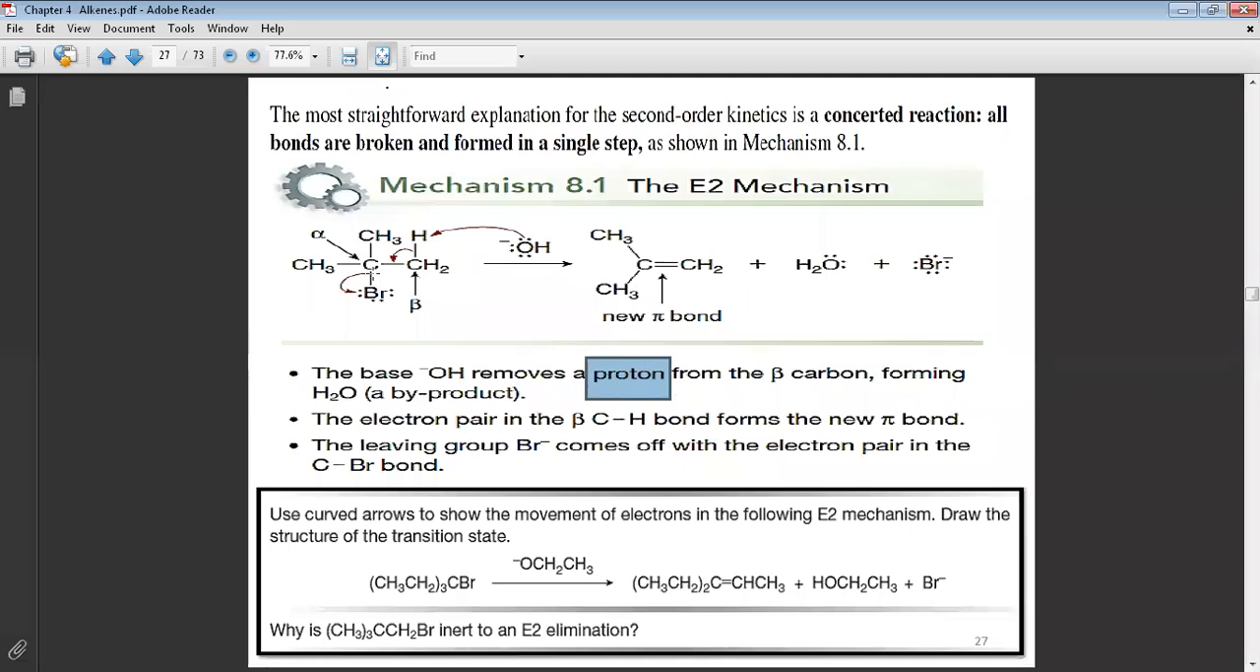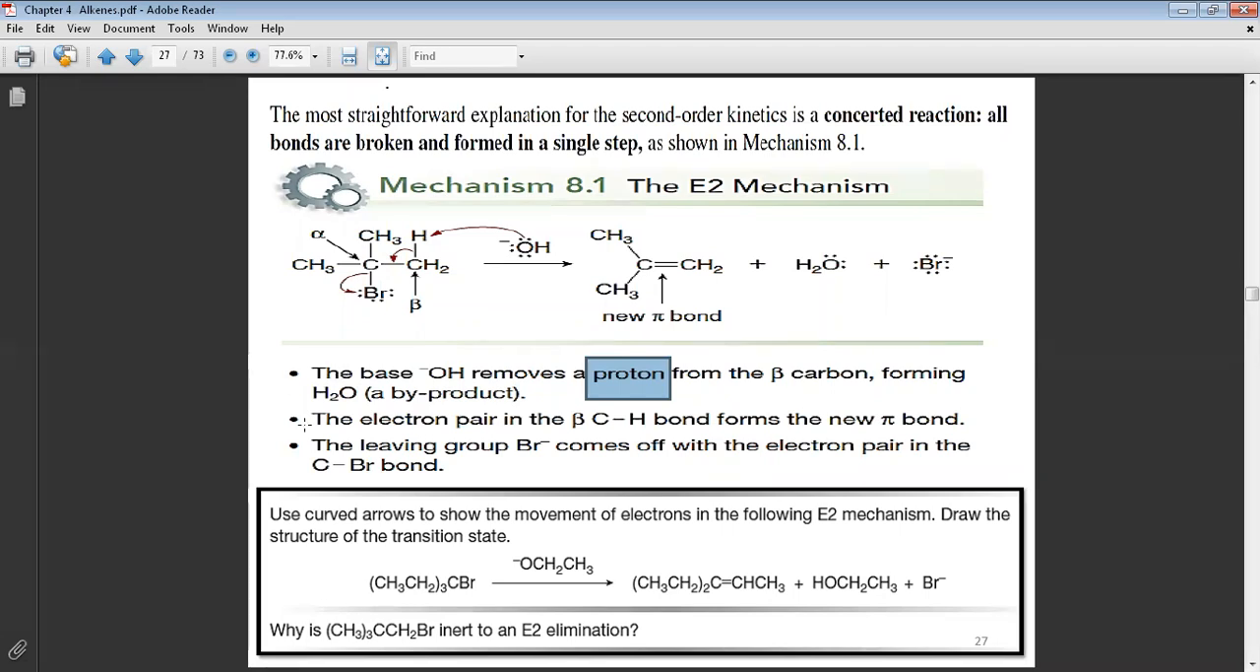Because this is a high electronegativity atom, it will withdraw the electron density from this bond. That means this is partially positive, this partially positive, this partially positive. This one will be acidic, taken from the beta carbon forming H2O. Of course the leaving group is stable as a side product. We have water as a side product.